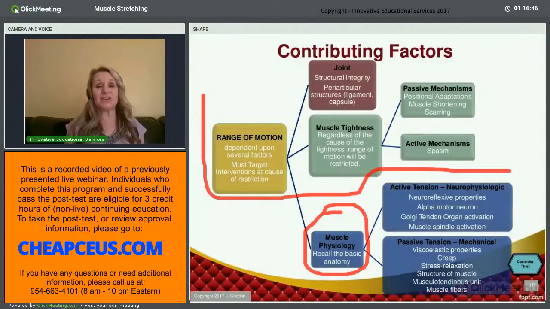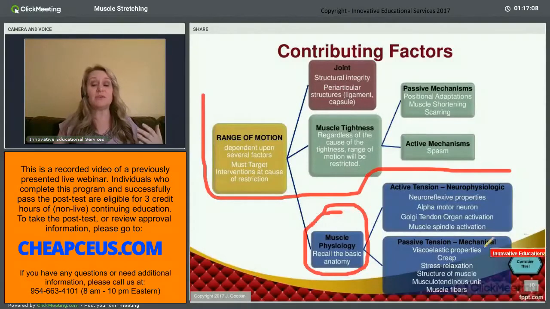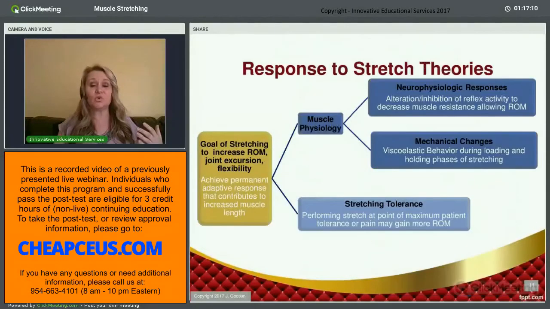And then we also have passive tension mechanisms, which are more of our mechanical properties, the structural integrity of that muscle itself. So the two factors of the structural integrity of the muscle from a physiologic perspective and the neurologic control of our muscles are going to play a significant role in our effectiveness in allowing that muscle to lengthen to restore its range of motion.